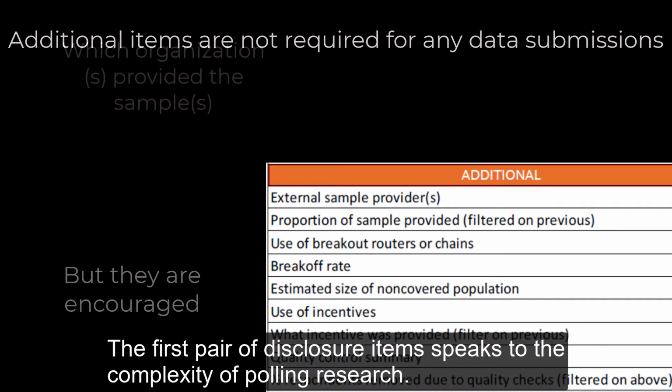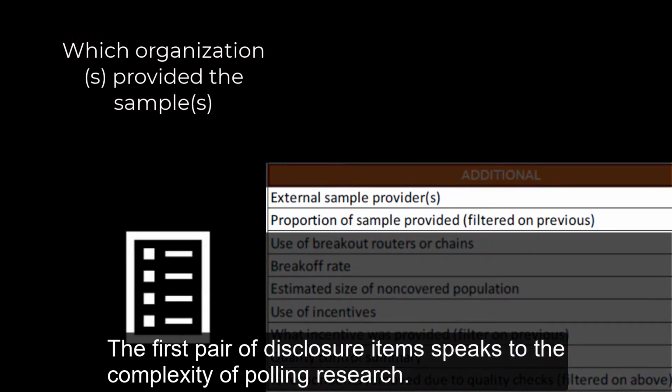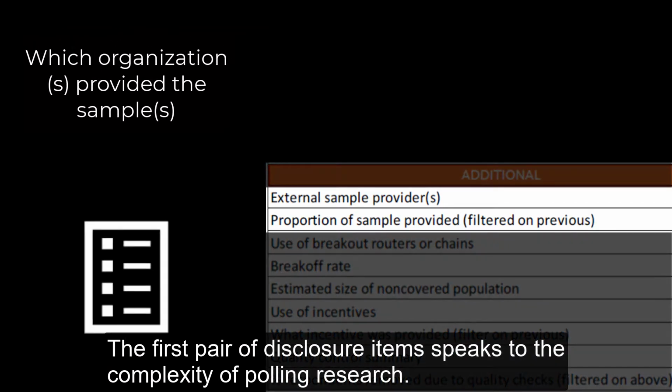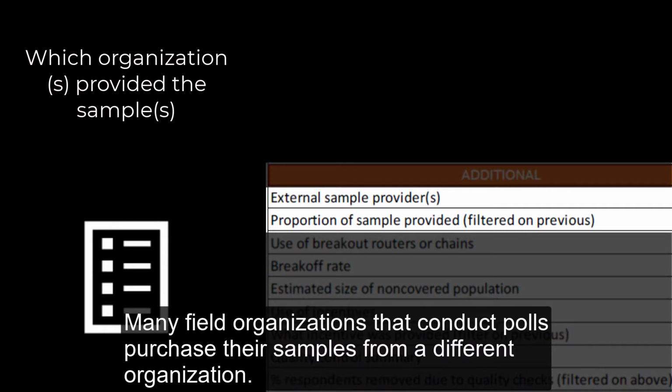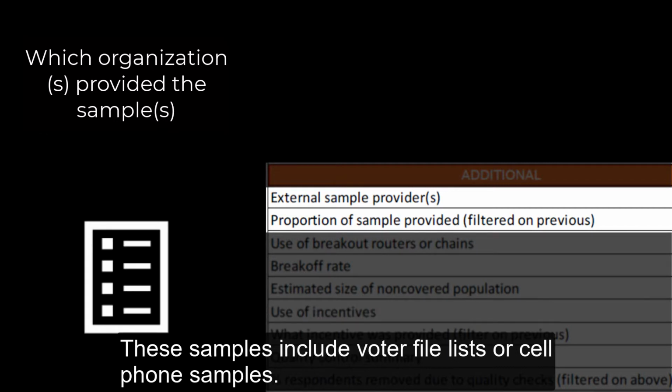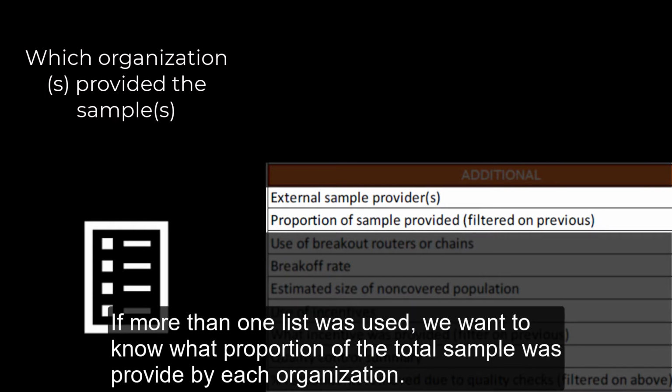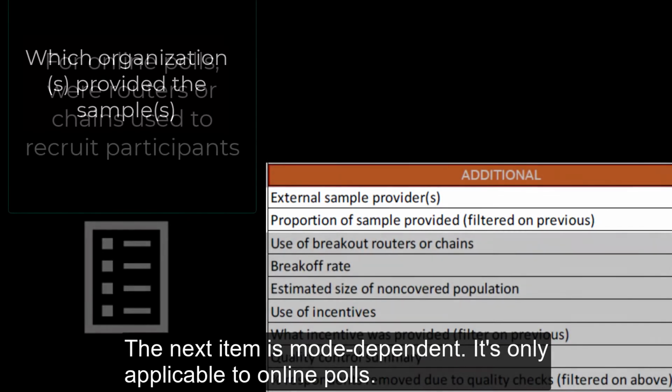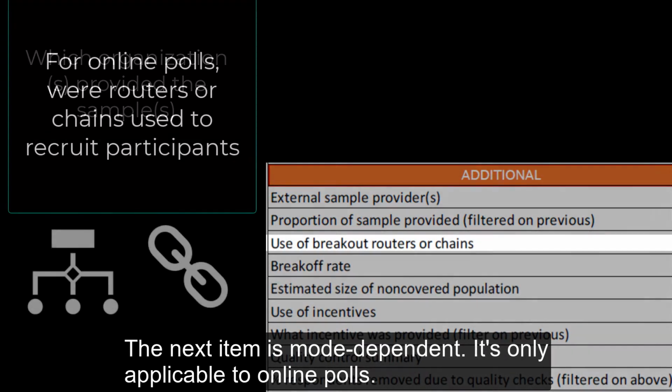The first pair of disclosure items speaks to the complexity of polling research. Many field organizations that conduct polls purchase their samples from a different organization. These samples include voter list files or cell phone samples. If more than one list was used, we want to know what proportion of the total sample was provided by each organization. The next item is mode dependent.